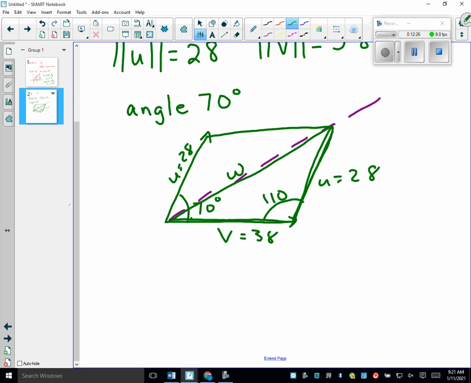Okay, all right. Do you see my triangle now? And I'm missing the length of side W. Right? Do you remember? W squared equals 28 squared plus 38 squared minus 2 times 28 times 38 times the cosine of 110.